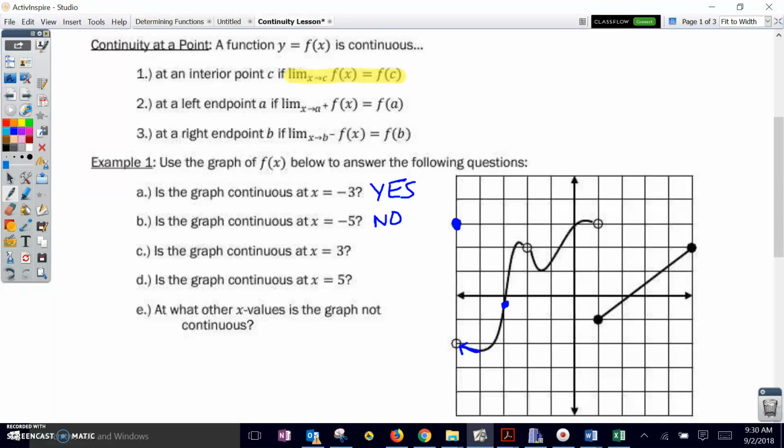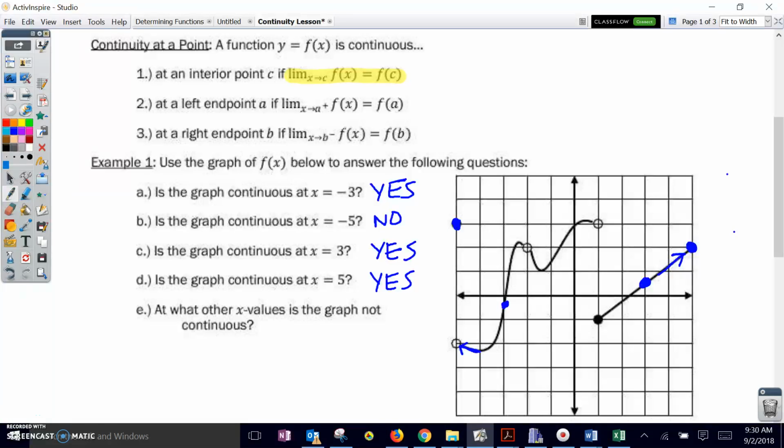Okay, how about at x equals 3? Does the limit equal the function value? It's approaching the same value from both sides, same value that the function has. So yes, it is continuous there. At 5, there's the function value. Now this is a right endpoint, so we're only worried about the limit coming from the left. Does the function approach the same value as the function value there? And the answer to that is yes.